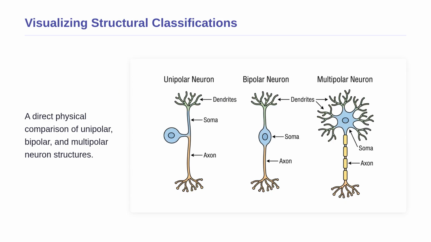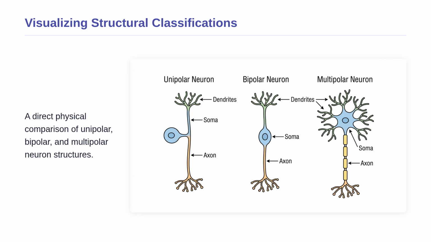Now that we have calculated these classifications mathematically, let us look at what they actually look like physically. On screen is a diagram comparing the 3 structural types we just discussed. On the far left, you see a unipolar neuron, where only a single process emerges from the cell body before splitting. In the middle is the bipolar neuron, just like the retinal cell from our example, with exactly 2 distinct extensions, 1 dendrite and 1 axon, reaching out from opposite sides of the soma.